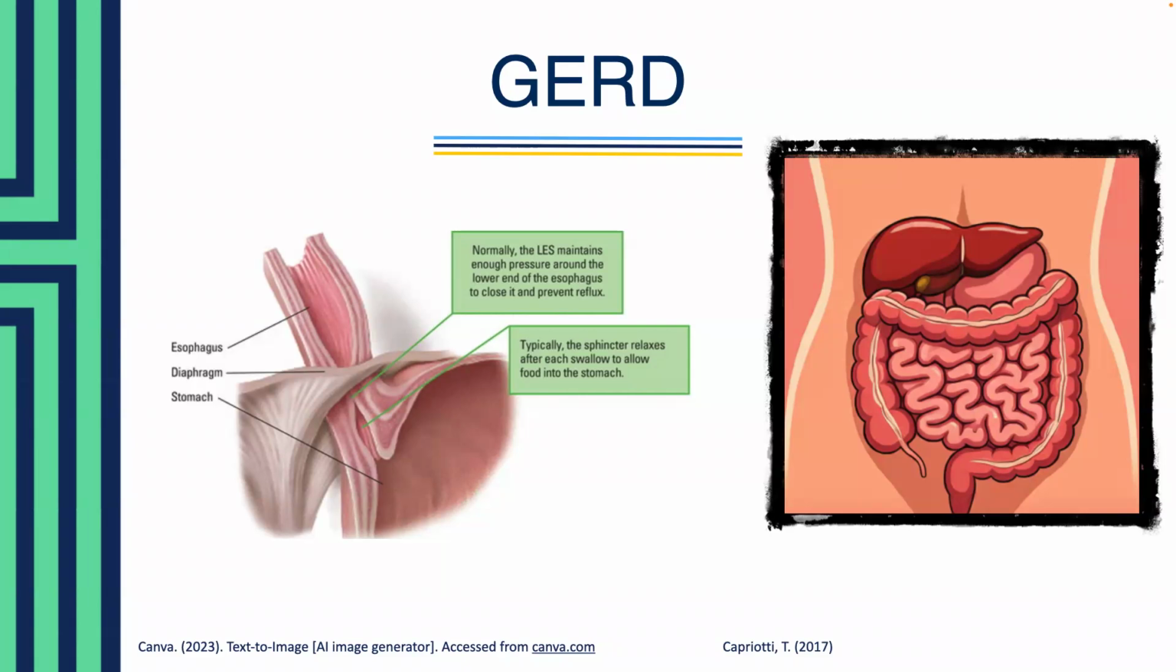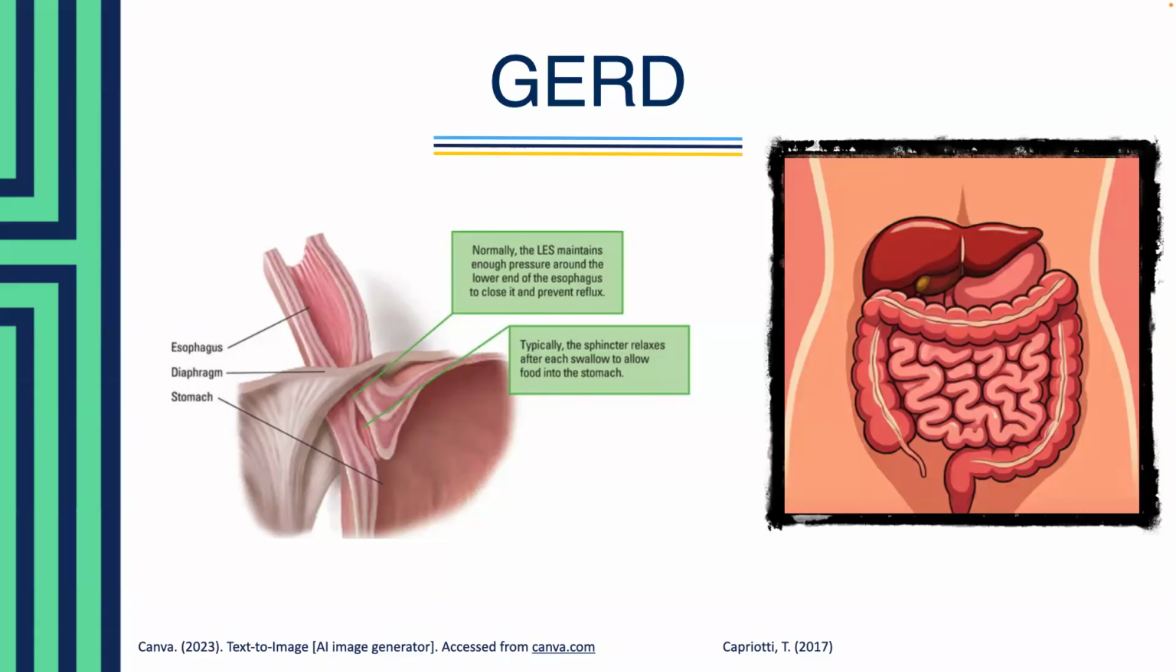Clinical manifestations: the primary one is heartburn or acid regurgitation, and then secondary includes dysphagia, chest pain, chronic cough, asthma attacks, laryngitis, and even hoarseness. So again, diagnosis is based on history and clinical manifestations. Esophageal endoscopy is something that we have to look at, and then pH monitoring can be done as well.